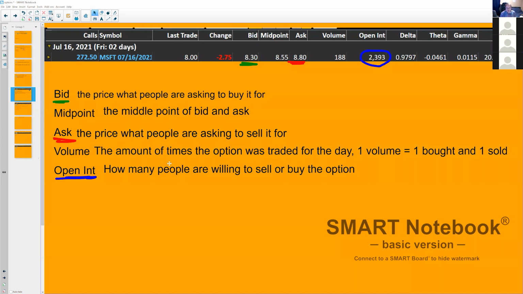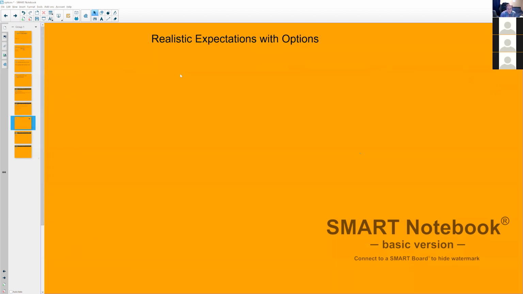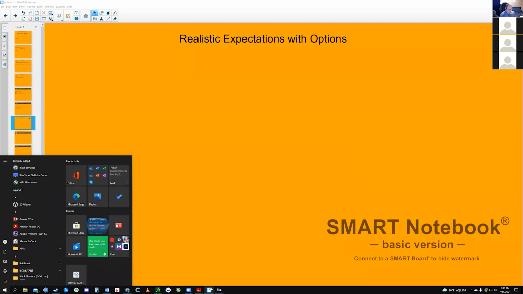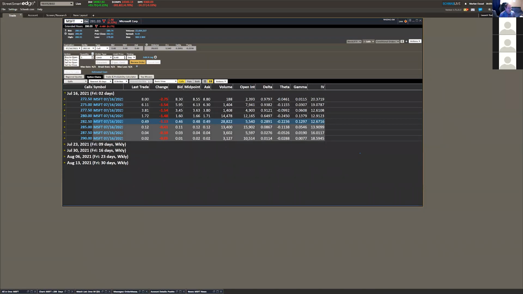Now, if you look at some stocks that are worth like $3 or $4, these options aren't going to be hundreds of dollars. They may be like $50. So a lot of people load up on a lot of them in hopes it's going to go up. But that's where I'm going to go next, with realistic expectations. When you're looking at these, I'm going to pull up my account. This is Street Smart Edge with Charles Schwab, and I'm going to show you all the expiration dates.